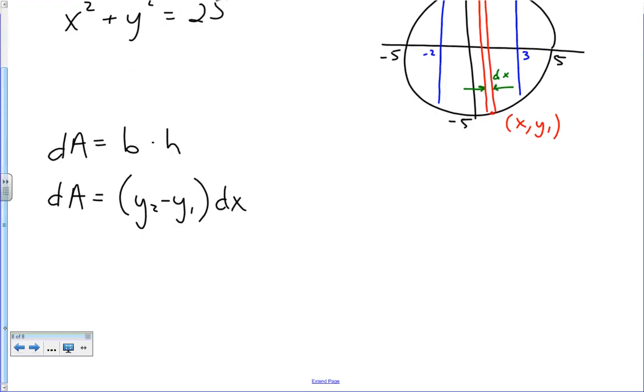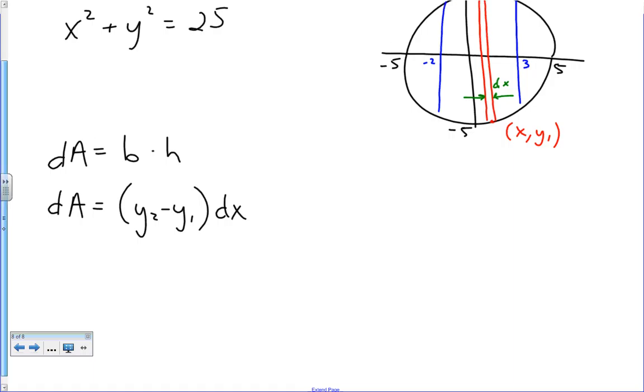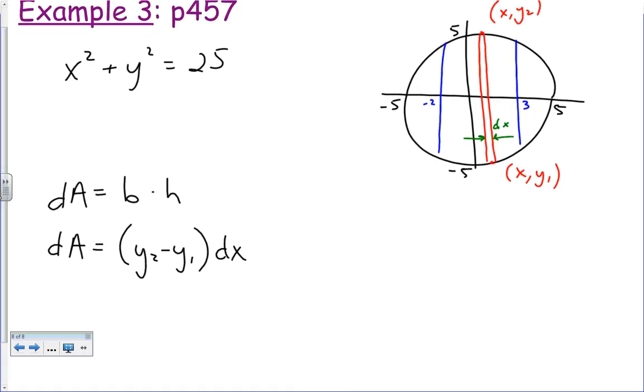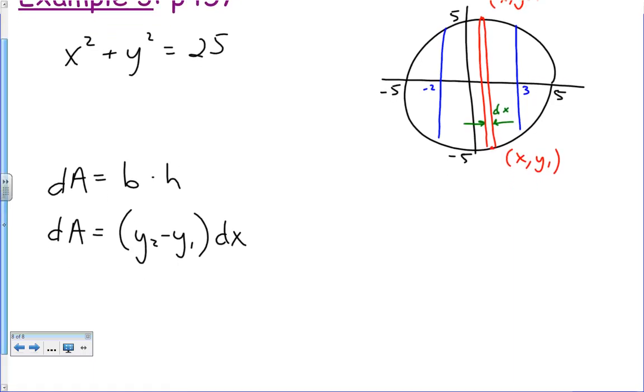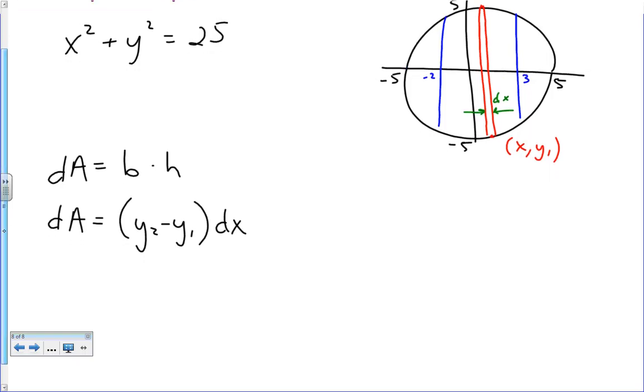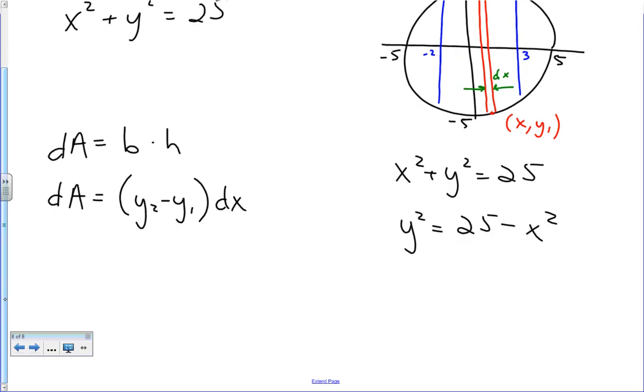All right, so y2 minus y1. Now y2 is on the top curve there, so I need an equation for that. But they didn't give me an equation here. They gave me the equation of x squared plus y squared equals 25. I should say they didn't give me the equation solved for y. So let's solve that thing for y. If you have x squared plus y squared is equal to 25, and let's move the x squared to the other side, y squared is equal to 25 minus x squared. And now take the square root of both sides. Of course, when we do that, we'll get a plus or minus the square root of 25 minus x squared. Now the plus is the top half of the circle, the minus is the bottom half of the circle.